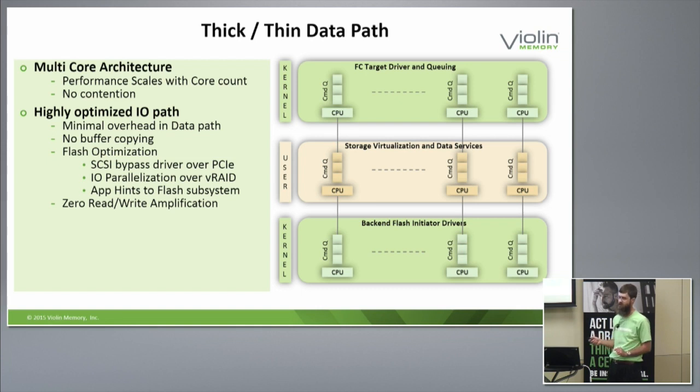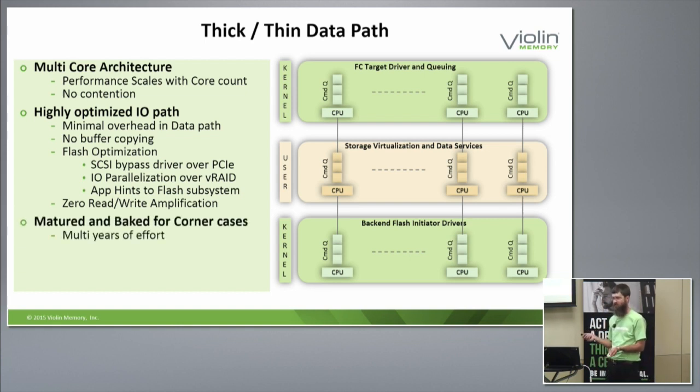There is zero read and write amplification at this level in the thick and thin path, right? So customer writes 4K, 4K gets all the way through this path. No metadata, no amplification. This is not new. This is mature and baked. We spent a long time making this work, and we're making this work properly in all cases across lots of platforms. It took a long time, but across all the different platforms that we have, and the different platform generations that we have.